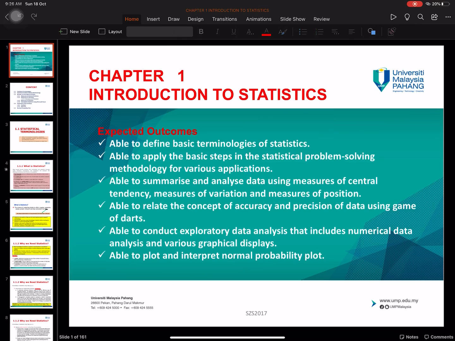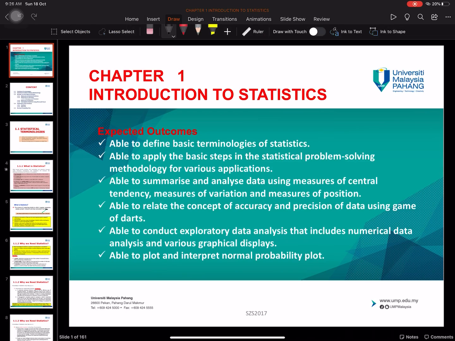The expected outcomes of chapter 1: you should be able to define the basic terminologies of statistics. We have a few terms that we use in applied statistics, and they will be used until chapter 6, so you have to understand them. You should be able to apply the basic steps in the statistical problem solving methodology for various applications, and summarize and analyze data using measures of central tendency, measure of variation, and measure of position.